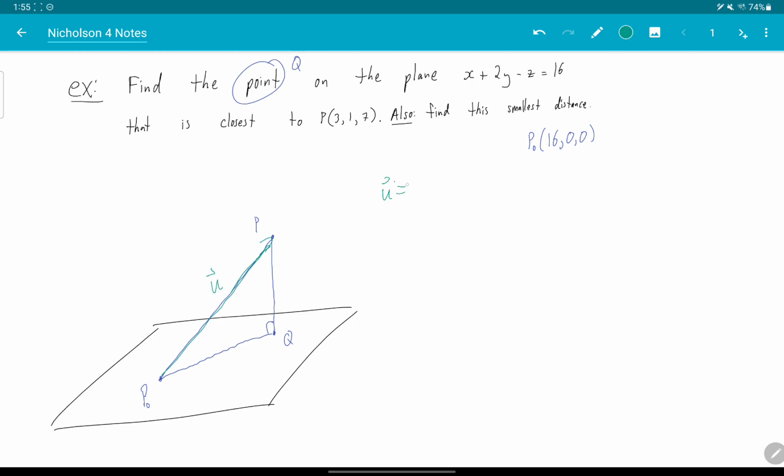U is the vector from P naught to P, which I can find by subtracting the vectors corresponding to P and P naught. So that is, what is that? 3, 1, 7 minus 1, 6, 0. So I get, what do I get? Minus 1, minus 3, 1, 7.